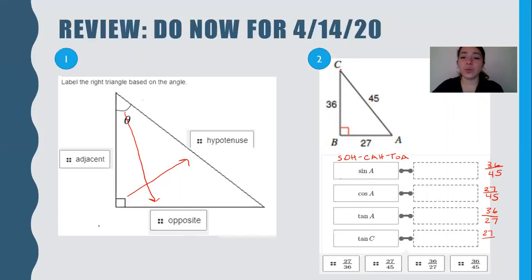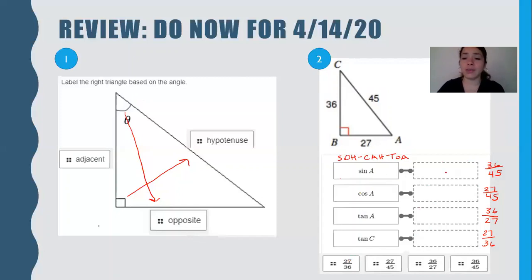And what's adjacent, so what's touching it but is not the hypotenuse, would be 36. The reason I put it here on the side was because this is what it looks like on Schoology. I wanted to show you how this works just in case you weren't sure. It gives you a few options here, so you have to click on it and drag it to its right place.